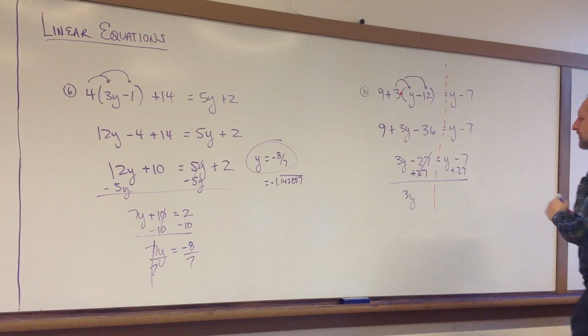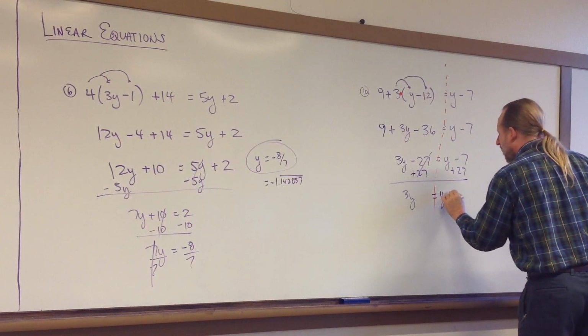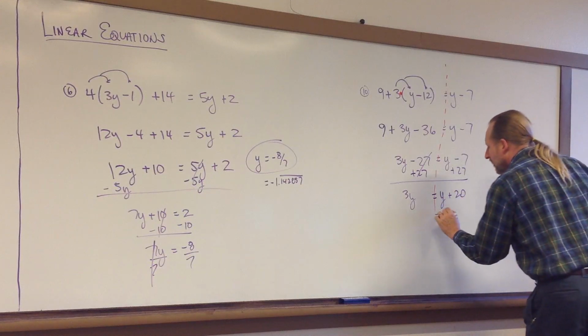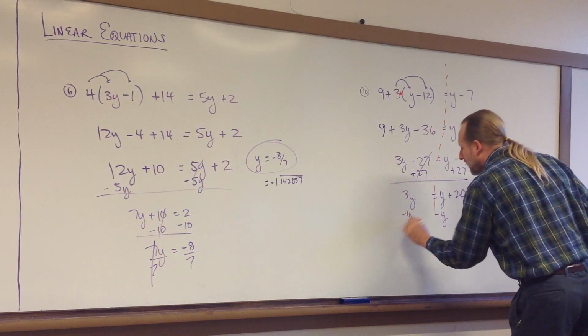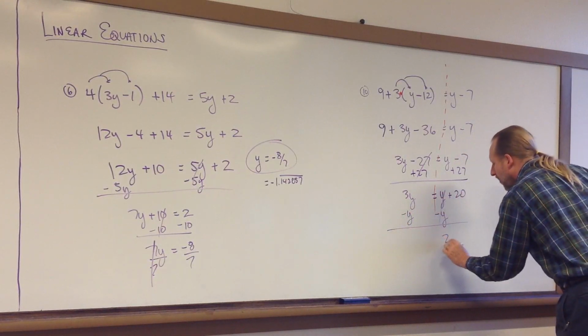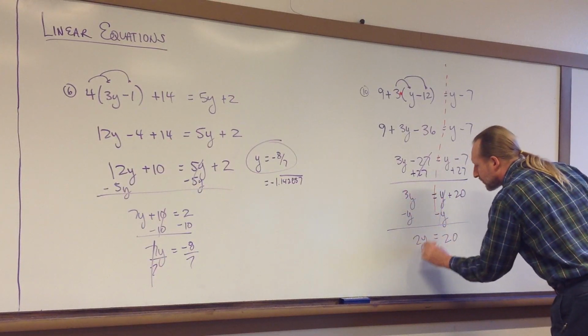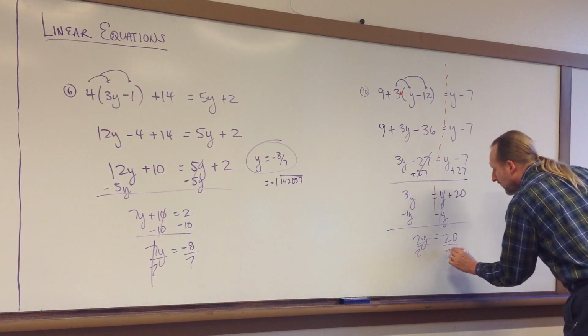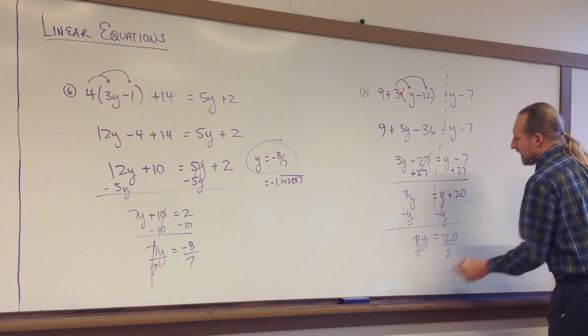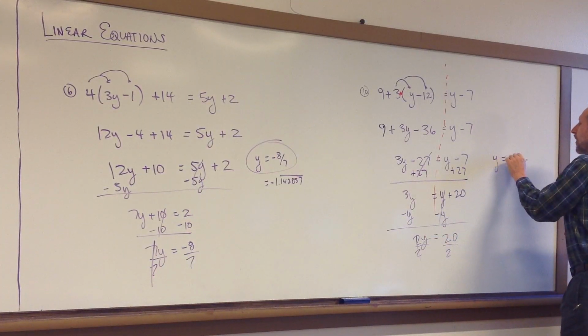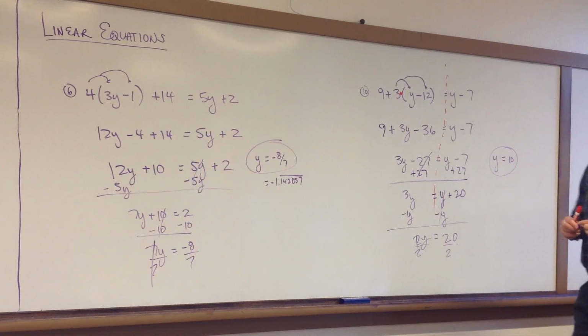So this is going to be equals y plus 20. Subtract this 1y on both sides. And over here, 3y minus 1y is 2y. And then divide by 2 on both sides. So y is equal to 10.